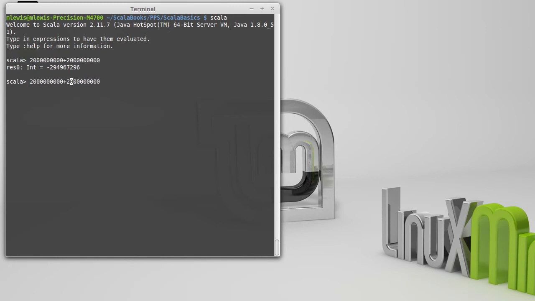What about 2 billion plus 1 billion? Well, that also seems to have problems. 1 billion plus 1 billion, though, that's perfectly fine. Clearly, something changed between 2 billion and 3 billion. And it turns out that what happened was we hit the limit of how big numbers we can store.